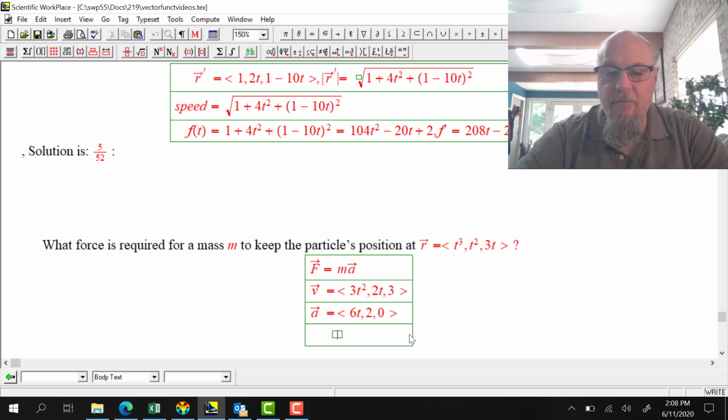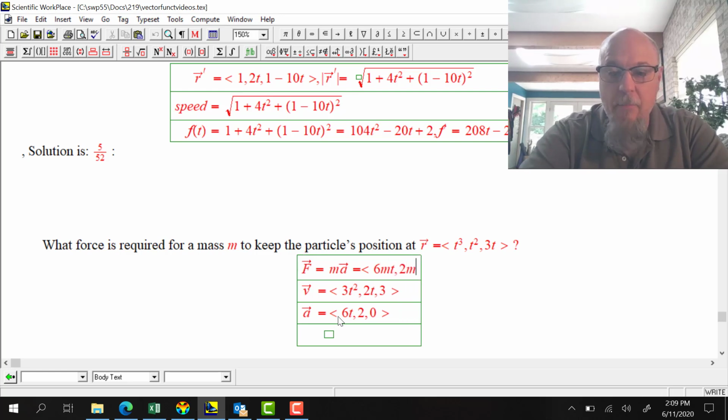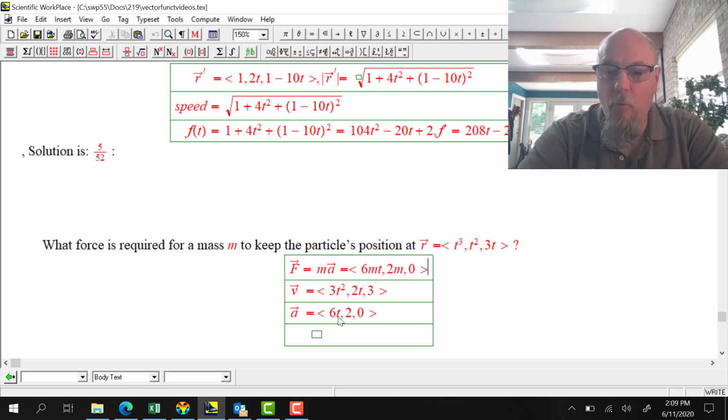And finally, to get the force vector, I just have to multiply it by the mass. So that's going to be 6mt, a constant 2m in the y direction, and no force in the z direction. So there's my force. I've answered the question. Let's look a little deeper at this for now, though.